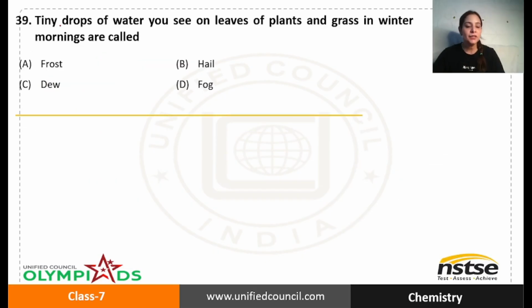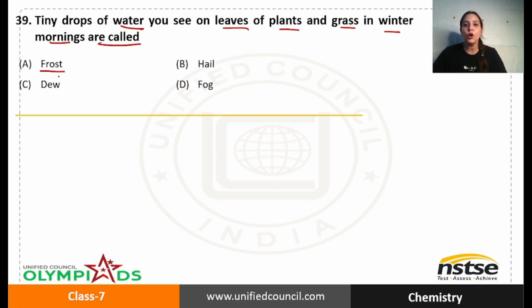Now the next question says, tiny drops of water you see on leaves of plants and grass in winter mornings. What are they called? And the 4 options are frost, hail, dew or fog. Now let me explain all these terms that you are looking at on the screen.